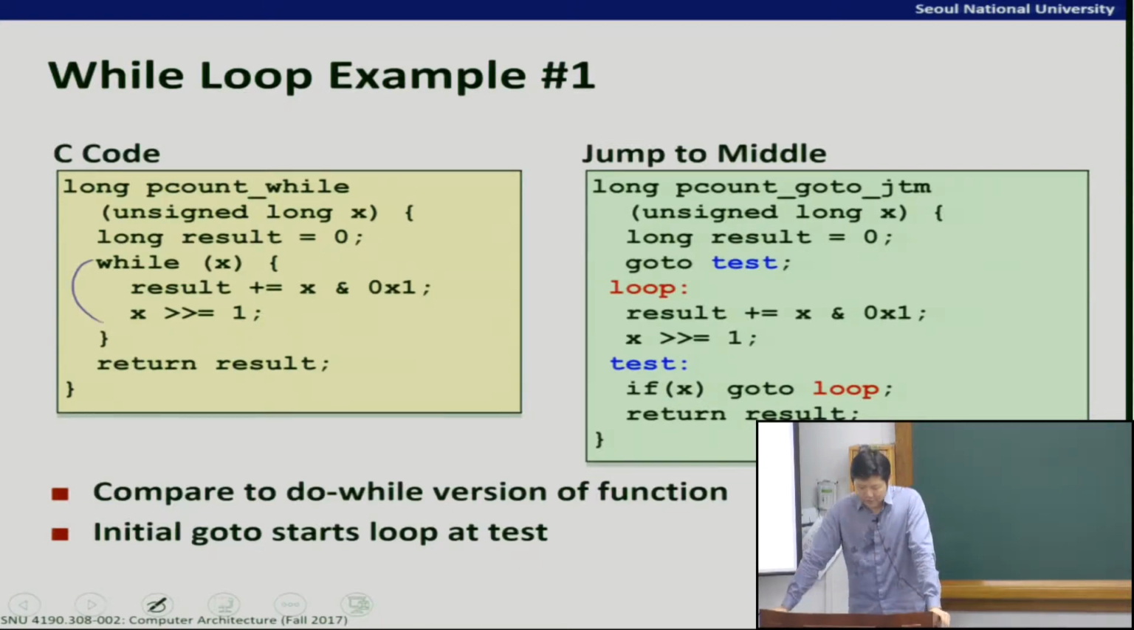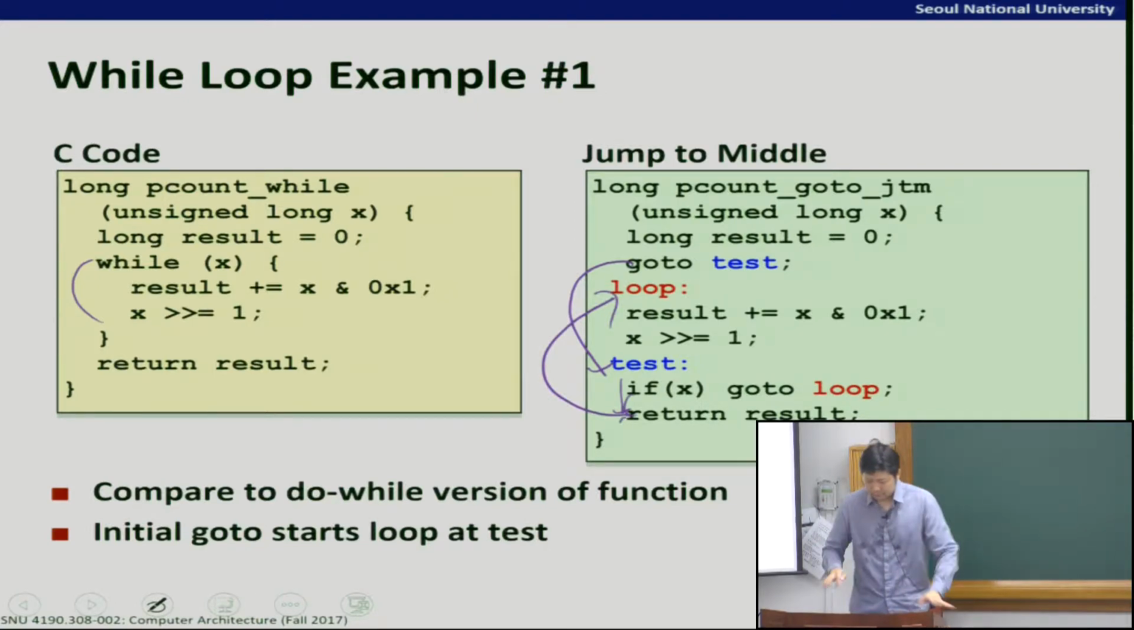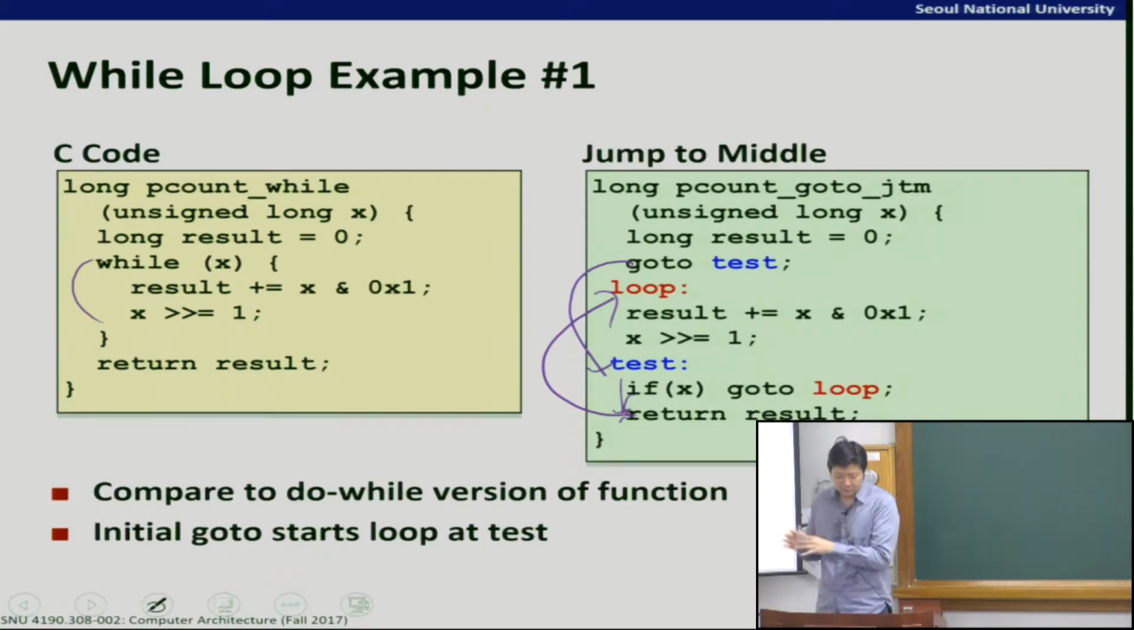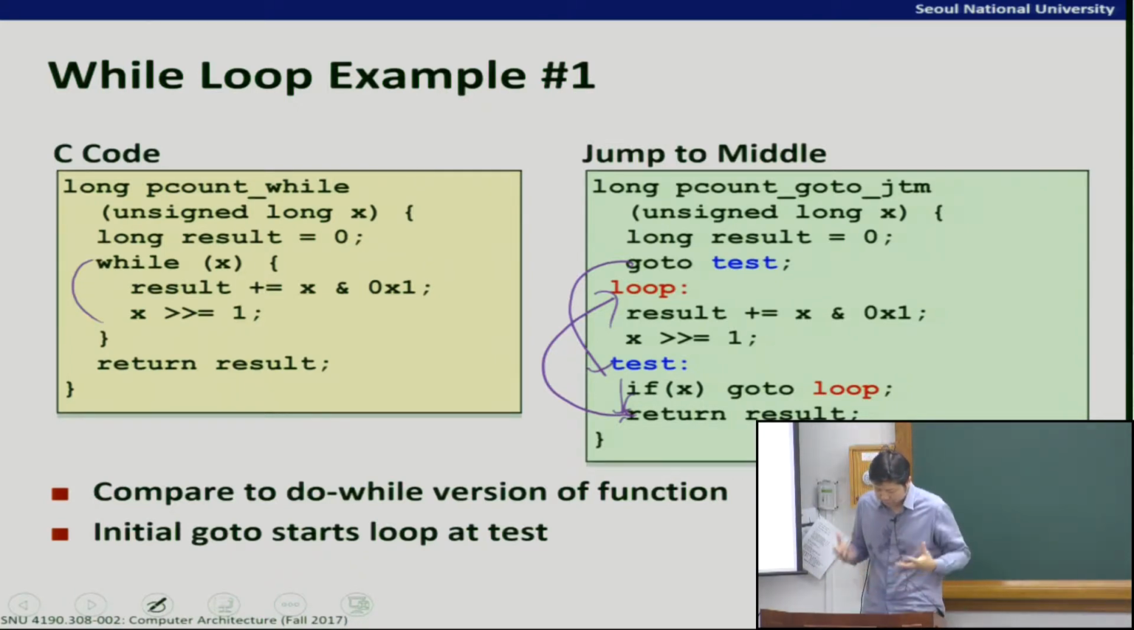So this is the same pop count example, but using while instead of do while. So let's say you have a while statement, then you can translate it to a jump-to-middle version of the program like this. We first go to test, and then you execute this test part, and if it's true, then you actually go to the loop. Otherwise, you simply exit the loop, right? So this is translated to the jump-to-middle version, using a goto statement.